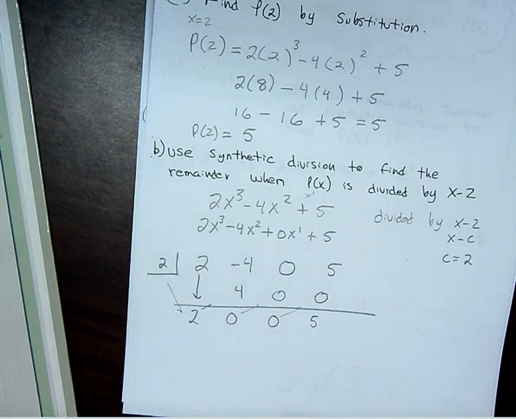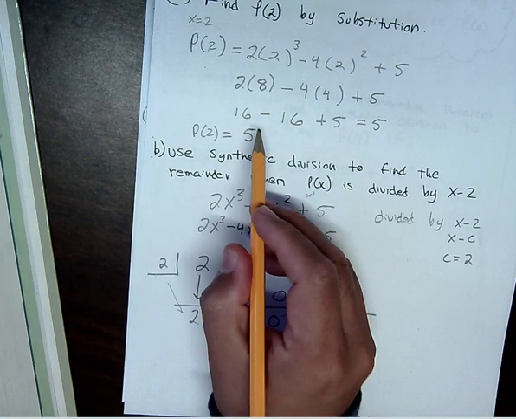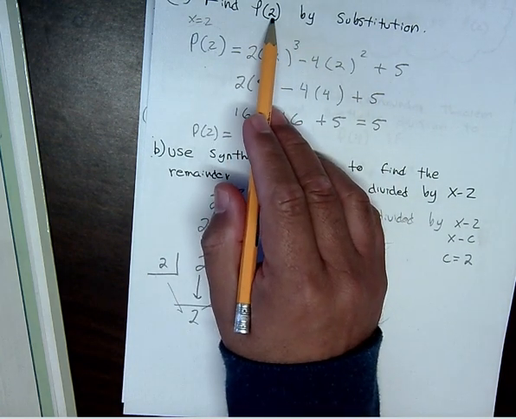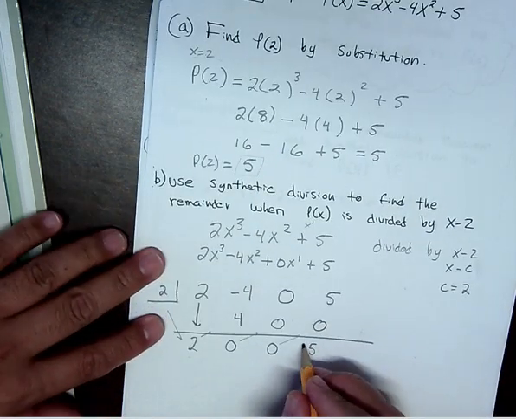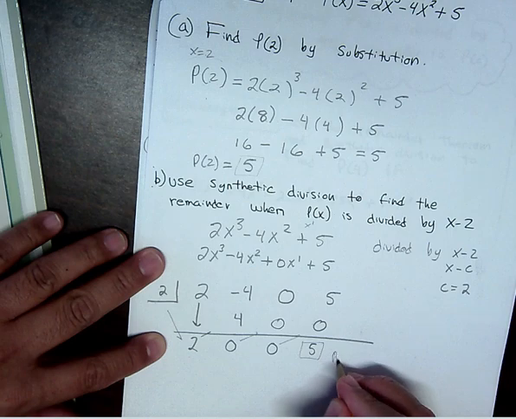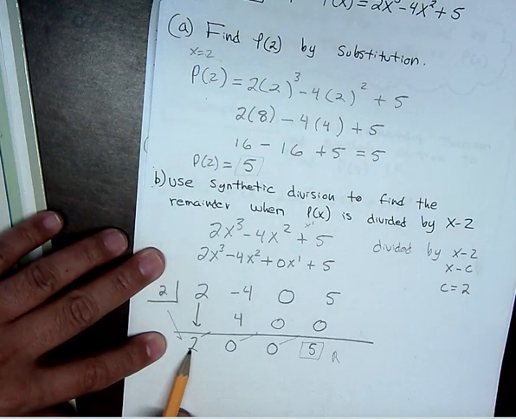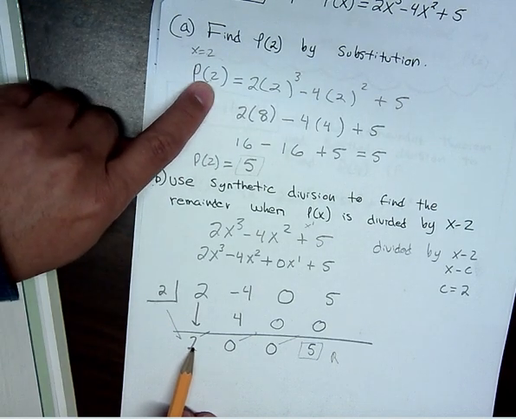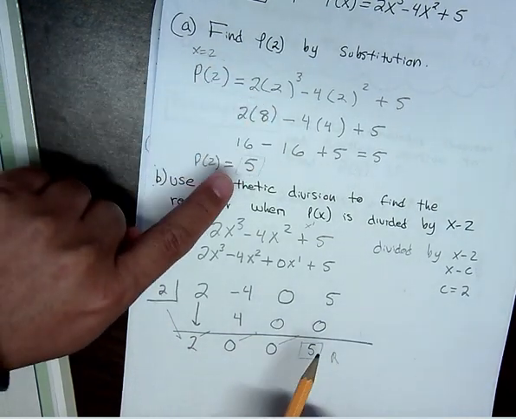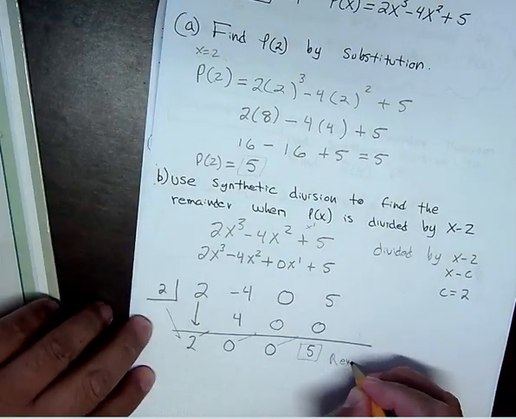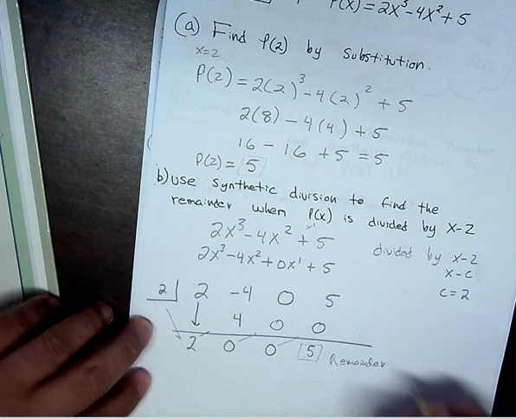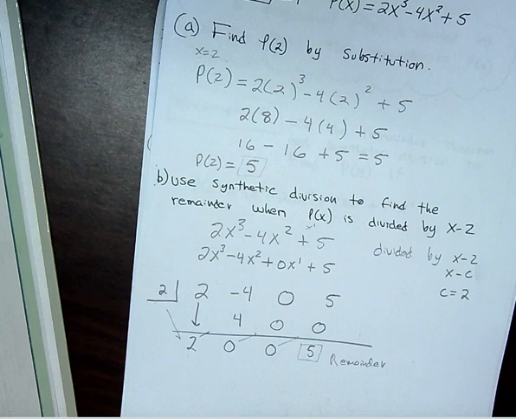So if you guys notice, when we evaluated P of 2, we got a 5. And look, our remainder is the same as when evaluated by 2. So we evaluated by 2 here, this would be that x, and we get the remainder 5. Wow, this is really neat. I just wanted to show you how they relate.